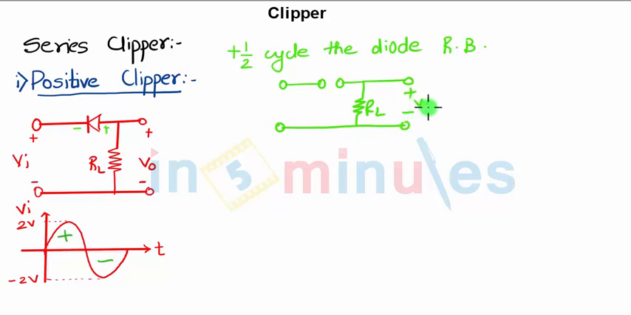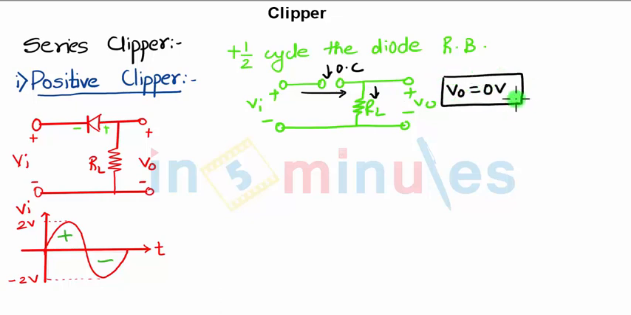Now what will be the current flowing through this circuit? When you apply KVL, since the diode is open circuited, the current will not flow through the load, hence the output voltage in this case is 0 volts. So in the positive half cycle, we are getting output voltage of 0 volts.